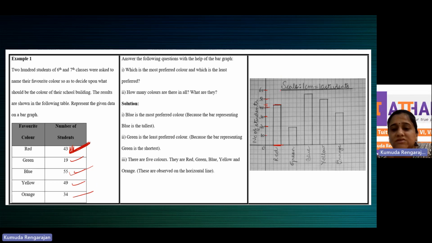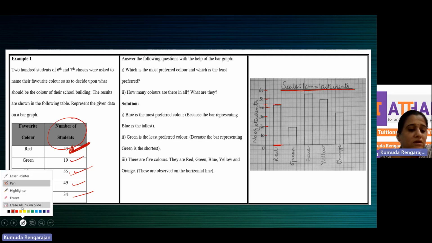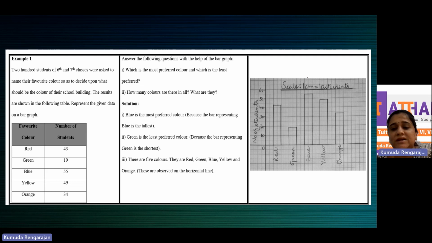So you must write this. This is very important. Scale: 1 centimeter is equal to 10 students. Because the heading is number of students. If the heading is marks, then it will be 1 centimeter is equal to 10 marks, depending on whatever the data is about. Here, 1 centimeter is equal to 10 students because number of students is the heading.